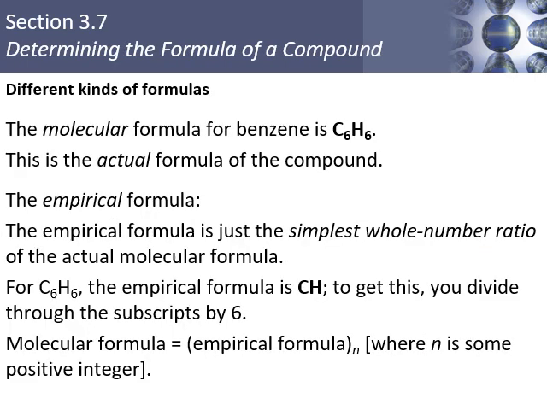All right, now on to empirical formulas. There are 2 different kinds of formulas. So for example, for the compound called benzene, the formula for that is actually C6H6. So if you look up on the internet the formula for benzene, you'll see C6H6.